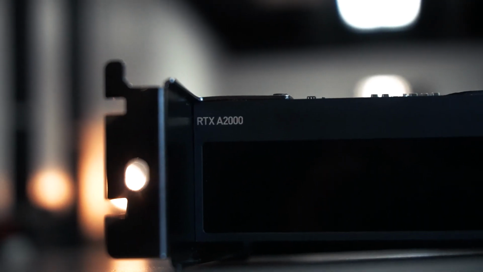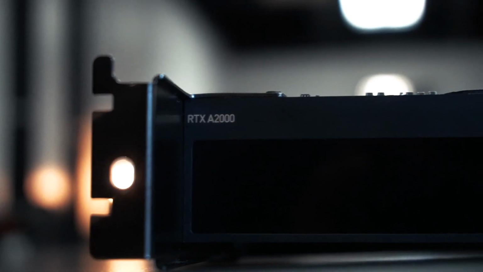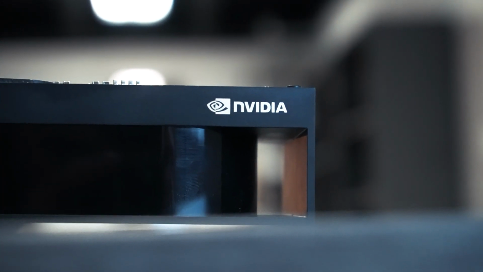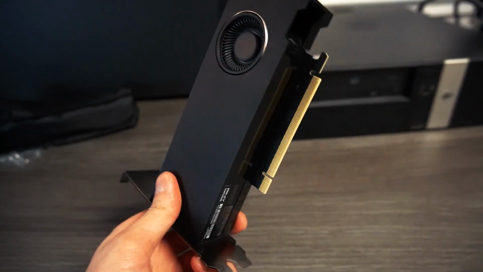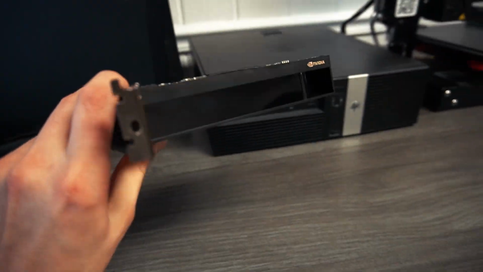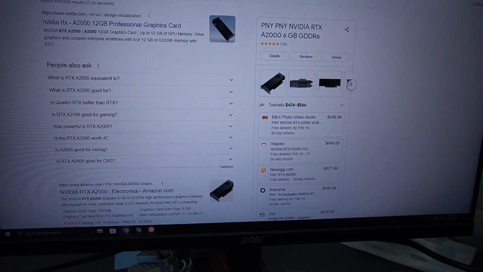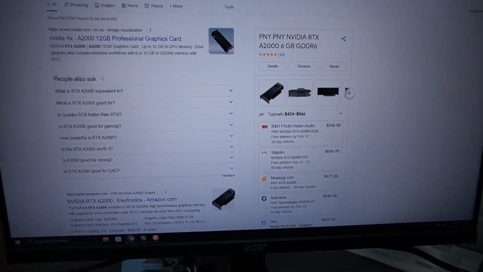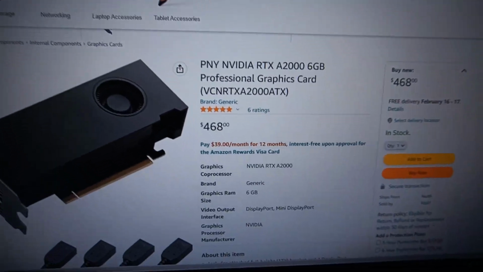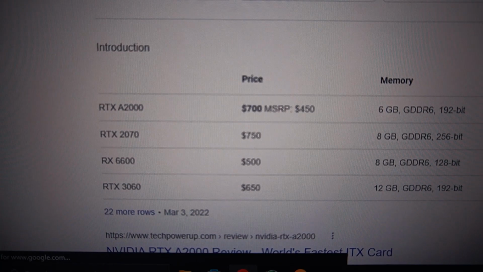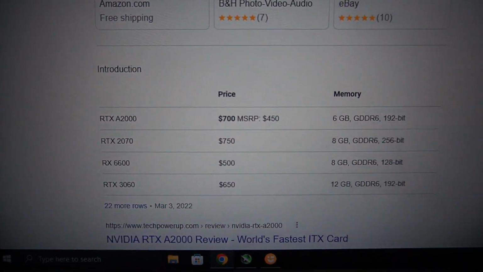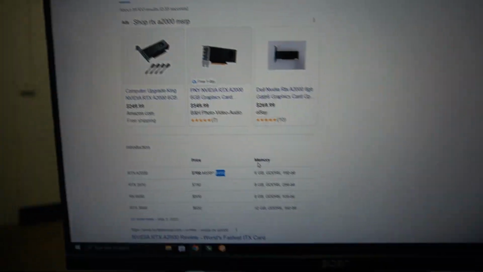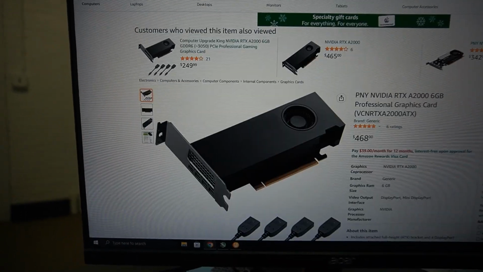So this is an RTX A2000 by NVIDIA. This is a 6GB GDDR6 tiny form factor card. We're talking real small. This card was released just a couple years ago and the MSRP was much higher, $500. Actually, just kidding. It apparently went for $700. This came out right as the crypto boom happened.